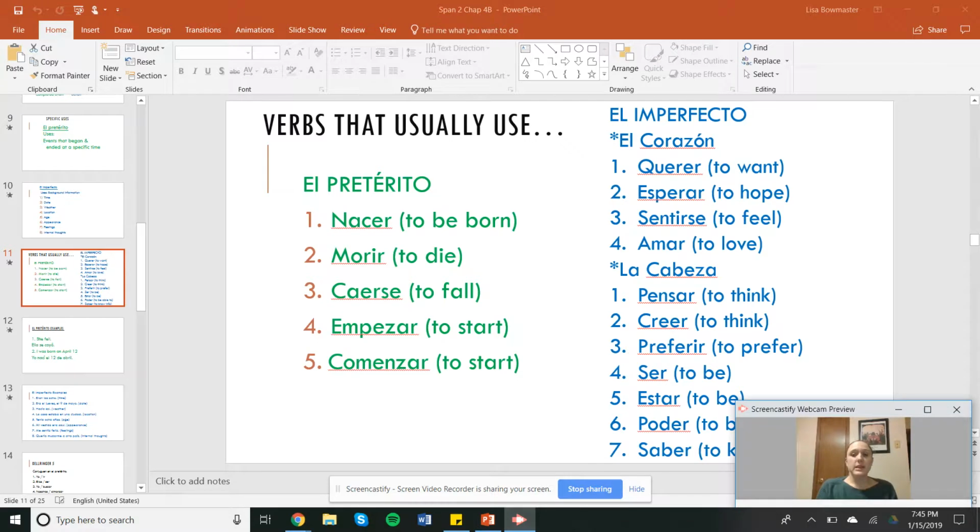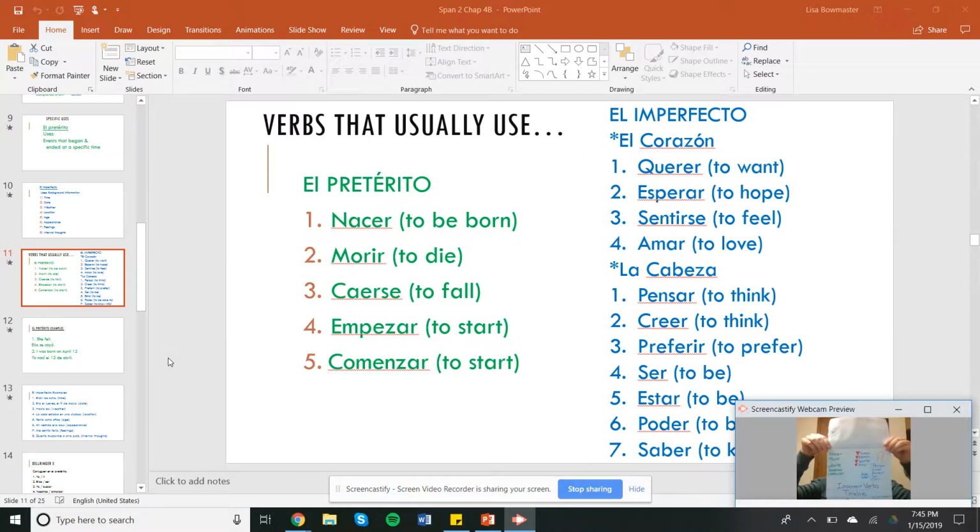There are some key verbs that can help us decide is it preterite or imperfect. So these verbs use preterite or imperfect most frequently. Now, I'm not saying all the time, but a lot of the times. So now I'm on the tab Important Verbs.